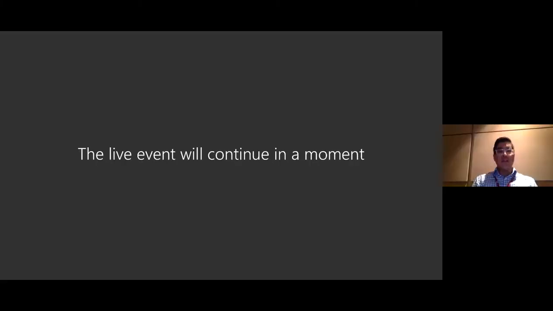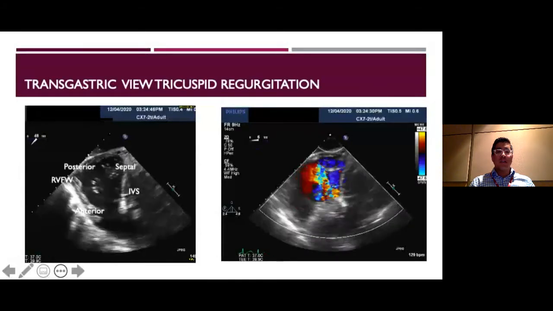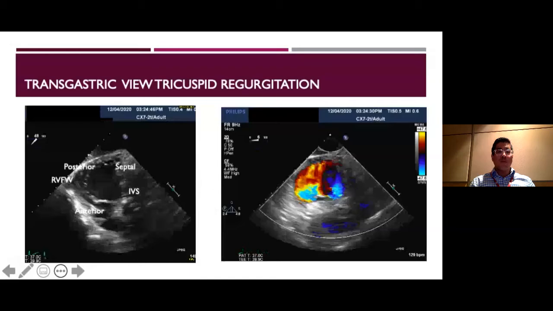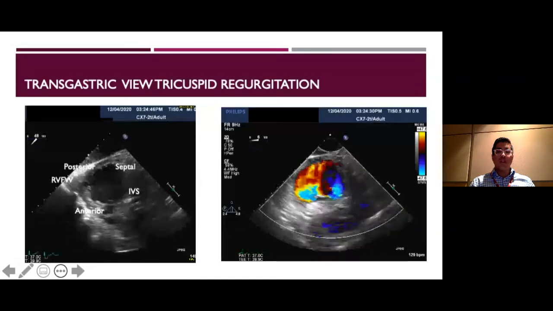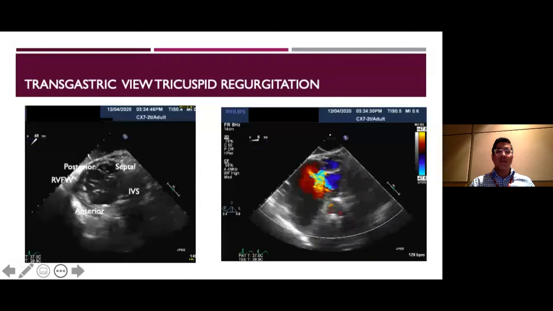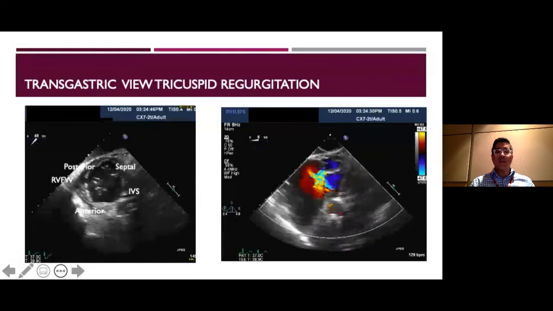So these are the images from his recent transesophageal echo, showing a transgastric view of the tricuspid valve on the left, and to orientate you, I've labelled the posterior, anterior, and septal leaflets and the corresponding right ventricular free wall and interventricular septum. The image on the right shows a slightly different angle of the transgastric view of the tricuspid valve, with coloured Doppler showing severe functional tricuspid regurgitation.